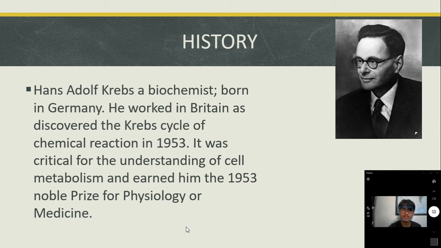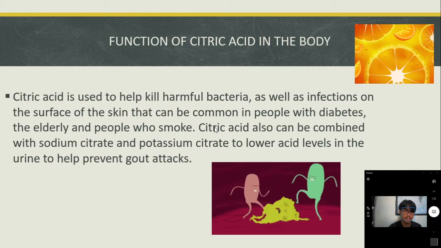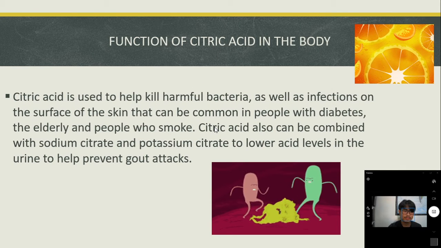So what's the function of citric acid in the body? Its function is to help kill harmful bacteria as well as infections on the surface of the skin that can be common in people with diabetes, the elderly, and people who smoke. Citric acid can be combined with sodium citrate and potassium citrate to lower the acid levels in the urine to prevent gout attacks.